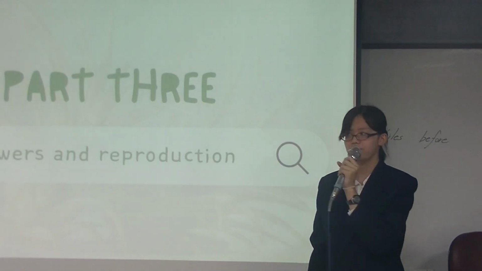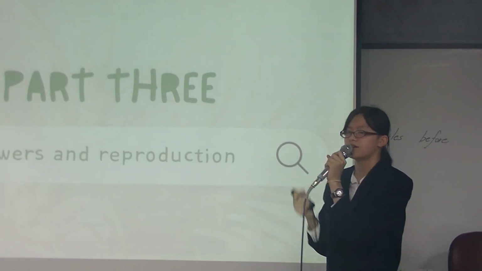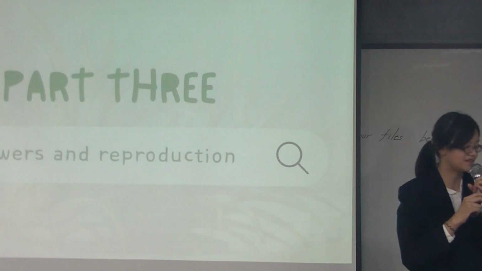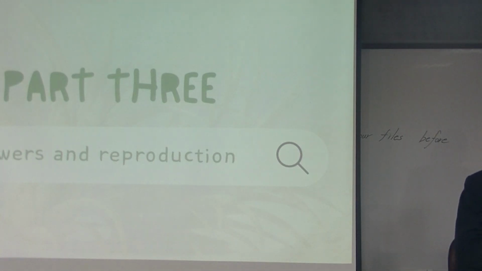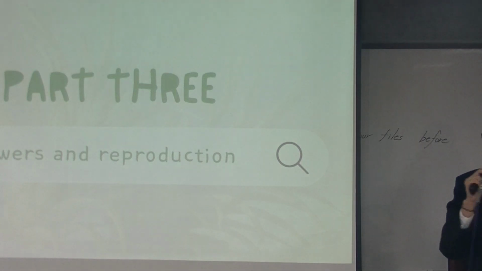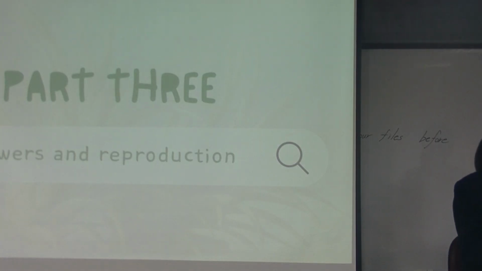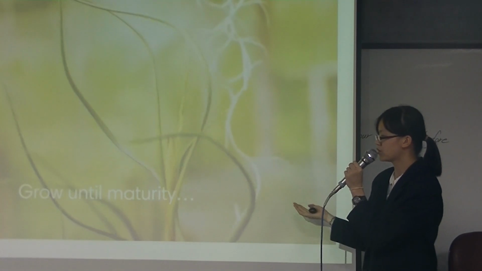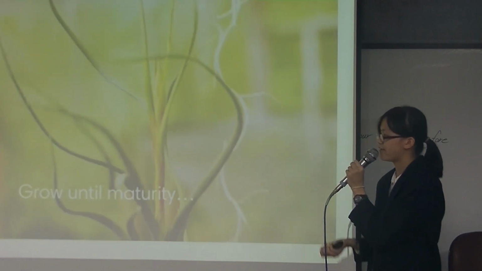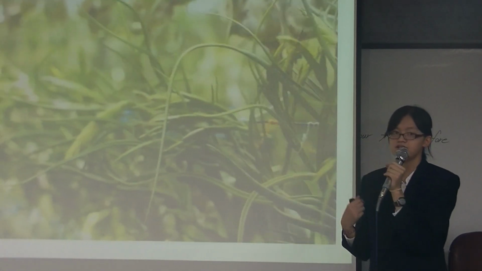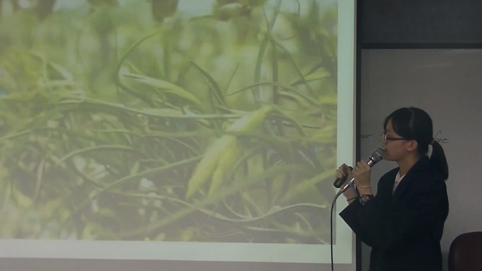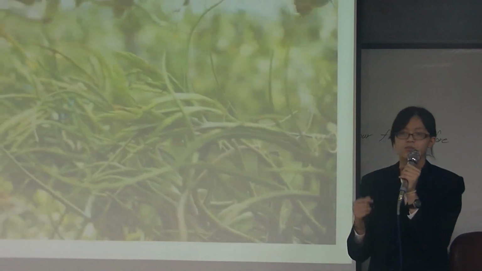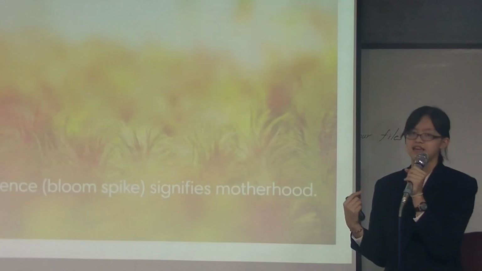As for part 3, we will watch a video, and I will make some pauses to explain more details to you. Okay, here we start. After the airplanes grow to maturity, they will have flowers. One of the interesting facts is that each of the airplanes will only bloom once in its lifetime.